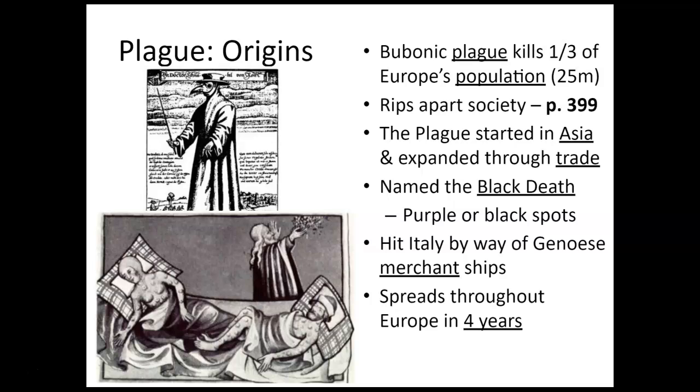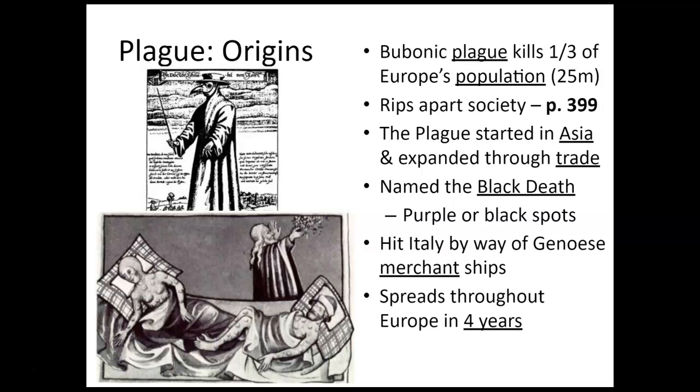Now, if you look in your textbook on page 399, you'll actually see some excerpts from some sources that talk about how society was ripped apart. You can do that. We're also going to look at and read some source material, primary sources from this time describing what the plague did, particularly in the city of Siena. So it's a sad but short, easy read to show you that you can connect with.